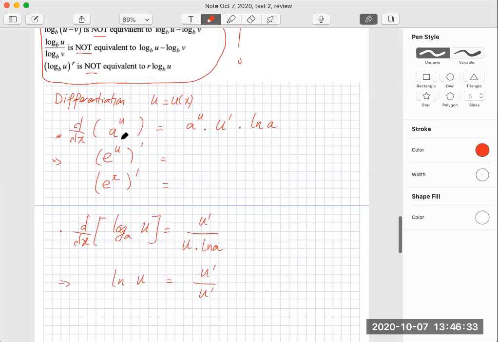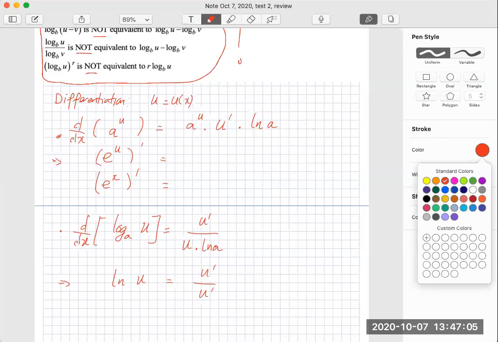For example, the derivative of a to the u, where u is a function of x and a is a number. The formula will be a to the u times u prime times natural log of a. Okay? That is the general case. If you remember this formula, you will definitely be able to write down this derivative. What about the derivative of e to the u, applying this formula? What do we have?